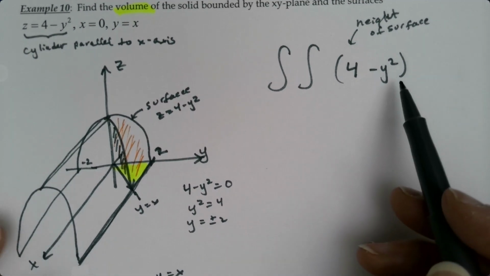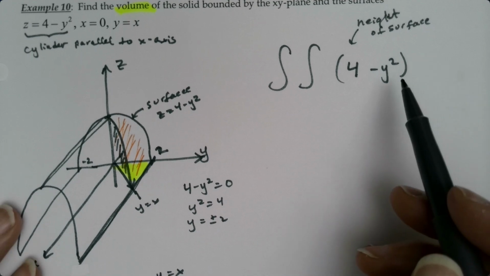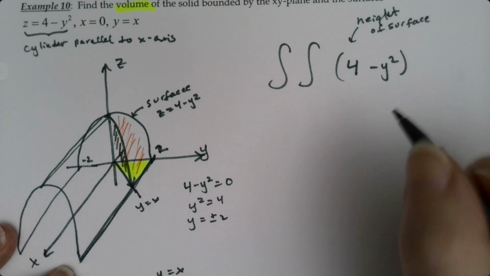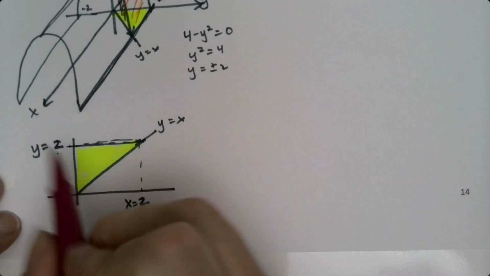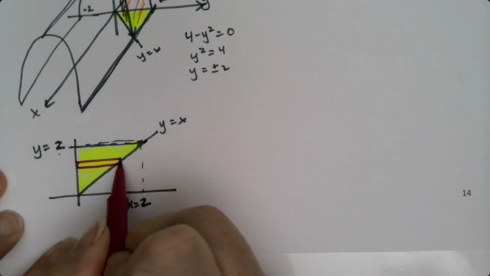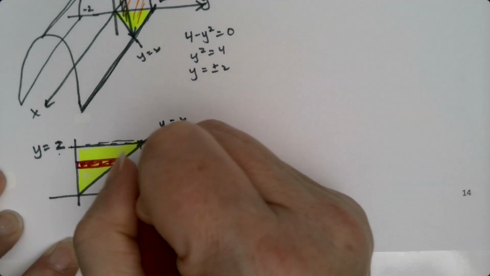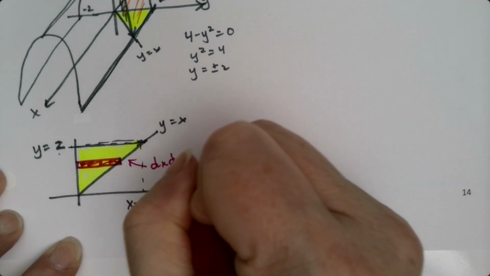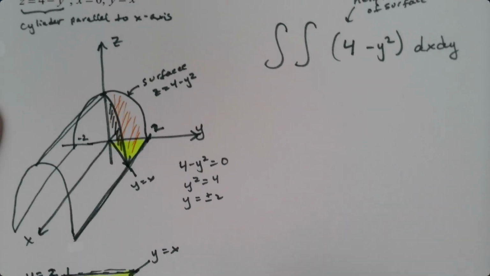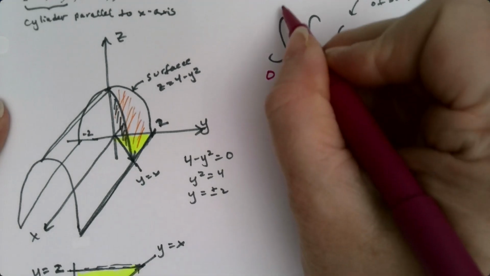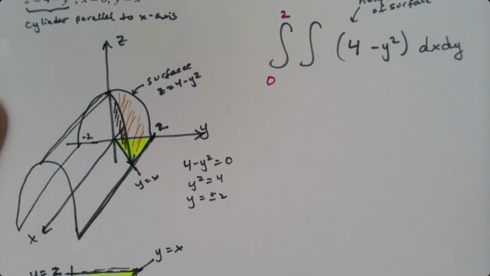That is equally easy to integrate with respect to x or with respect to y, so I'll do dx dy just because I feel like that is one we always need more practice with. Now dx dy is horizontal, so if we go this way, that's dx dy. Okay, so y is going from 0 to 2. We just figured that out, right?